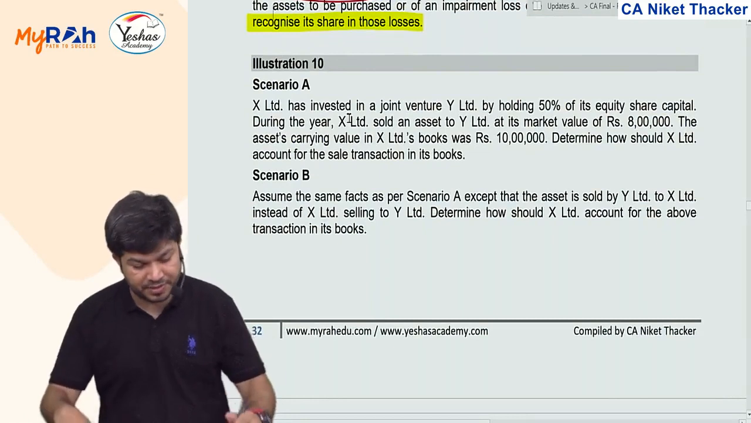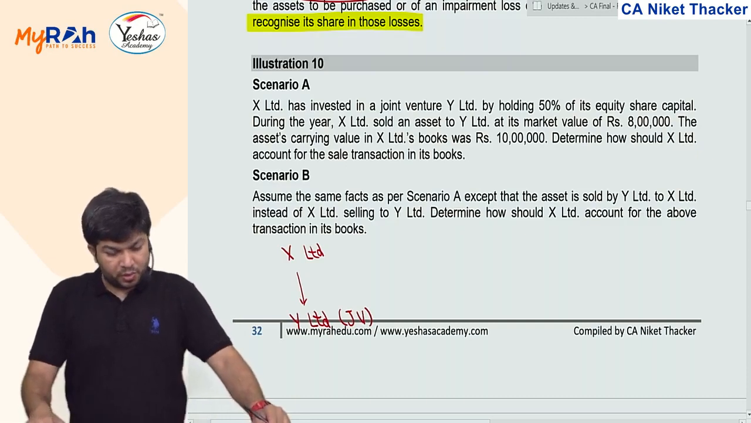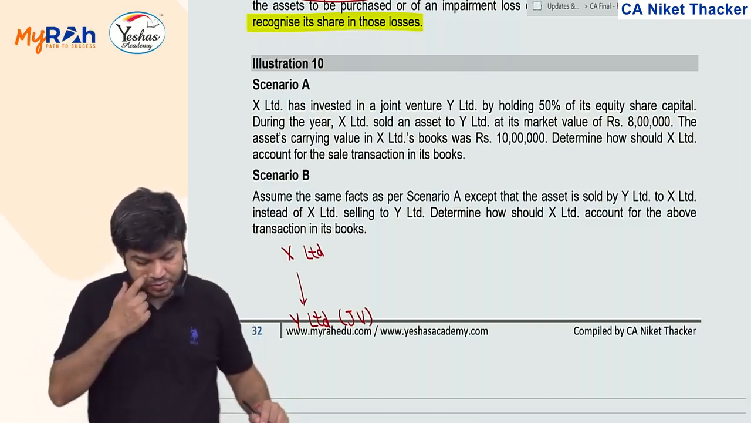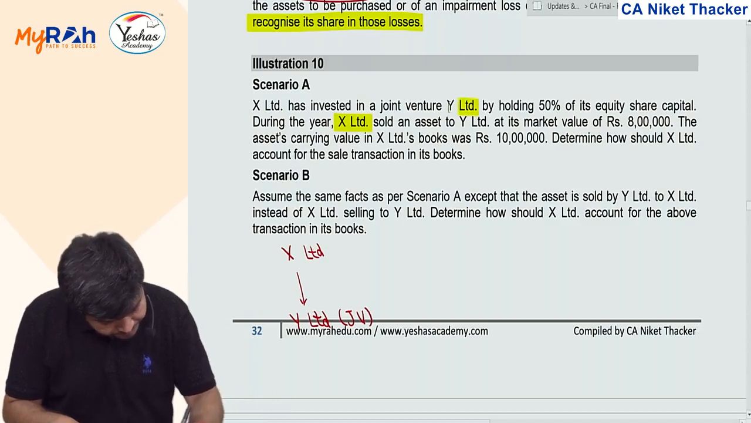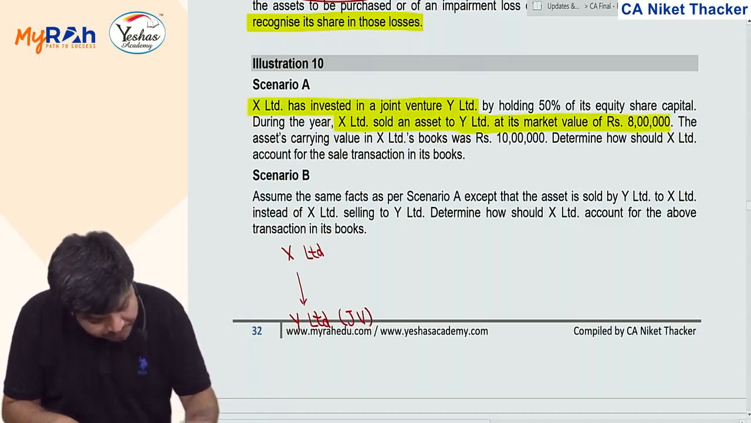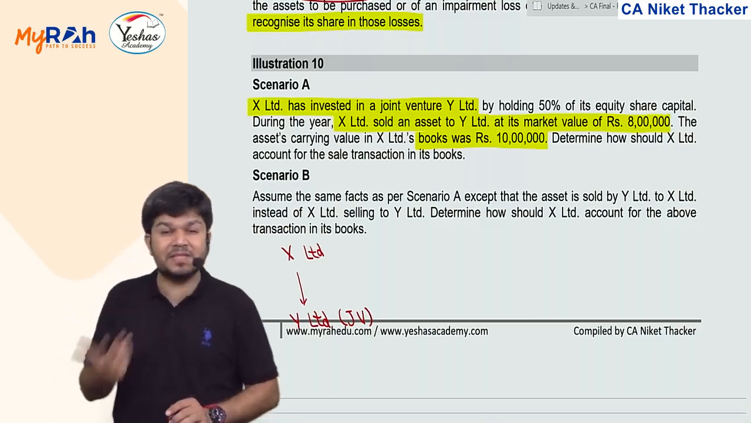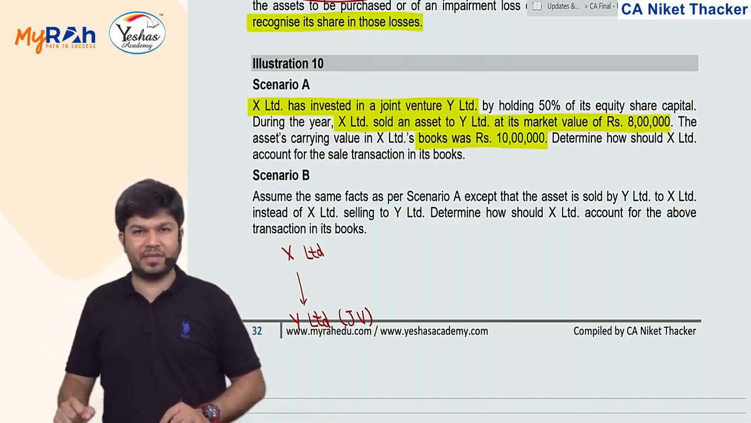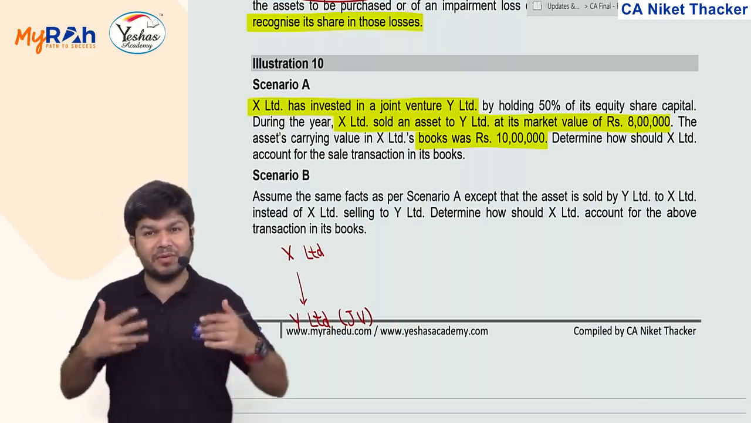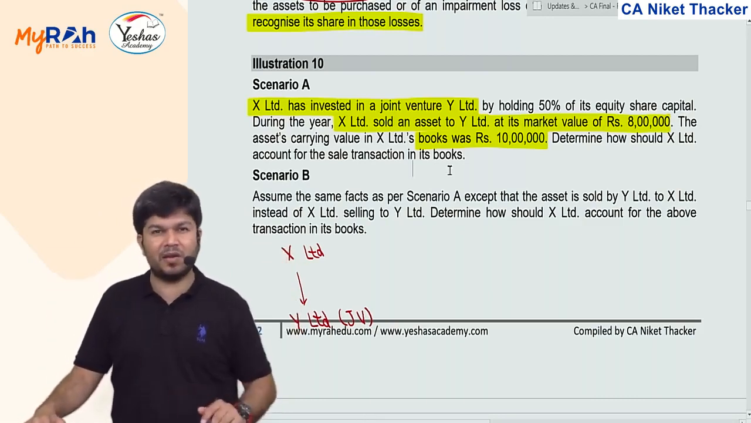X has invested in Y joint venture. Okay, so X limited to Y limited, this is JV. You sold an asset at its market value 8 lakh. Book में it's 10. You sold at 2 lakh loss. But market value itself is 8. Even if asset was not sold, it's impaired, you would have anyways recorded 2 lakh loss. So keep 2 lakh loss.